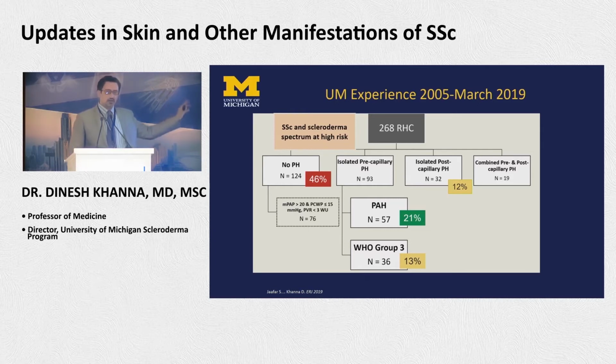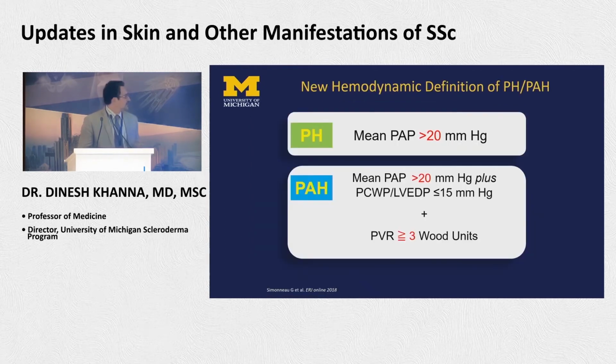So I just want to highlight, when you decide to treat somebody, make sure a right heart catheterization is done and they truly have pulmonary arterial hypertension. And I just want to highlight the new, lower definition on right heart cath. Pulmonary hypertension on right heart cath is a mean pressure of greater than 20. Pulmonary arterial hypertension requires a wedge pressure, which is a measure of diastolic and systolic dysfunction, and a PVR, or pulmonary vascular resistance, that's very elevated. That's a diagnosis of PAH.